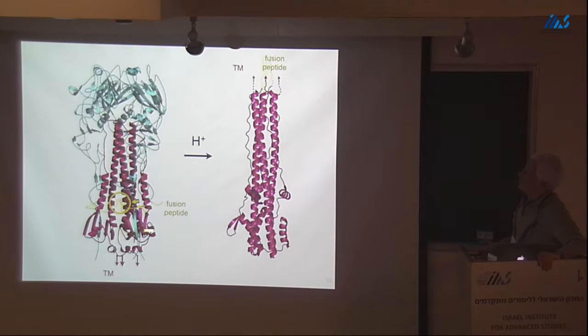There's actually a tether down here, a disulfide bond, so it doesn't fully dissociate, but gets out of the way, so to speak. And the HA2, the red part, turns itself inside out, quite literally. That is, the part that was on the inside is now on the outside, and vice versa. And most important, it turns itself into a hairpin, such that the N-terminus here, which is called the fusion peptide, and I'll explain why in a second, and the C-terminus here, the transmembrane segment, wind up next to each other.